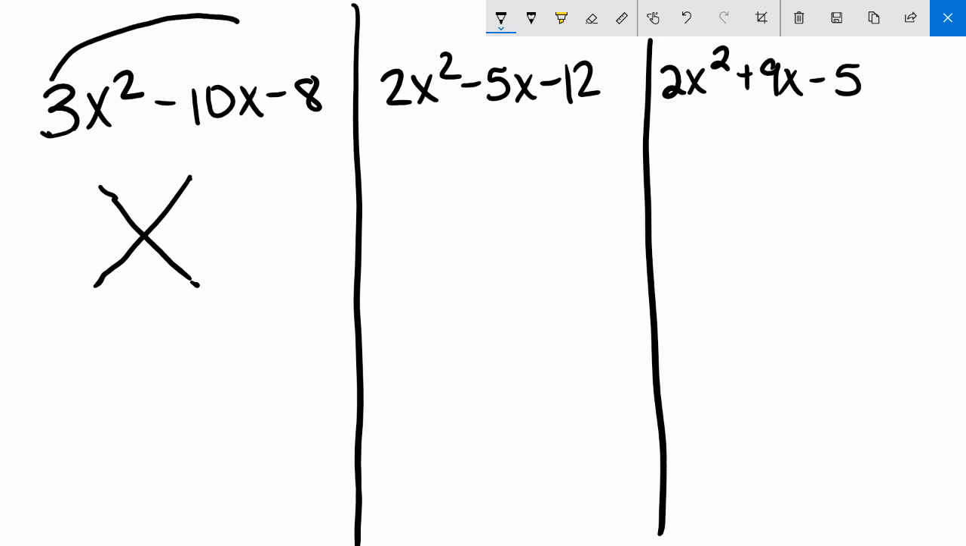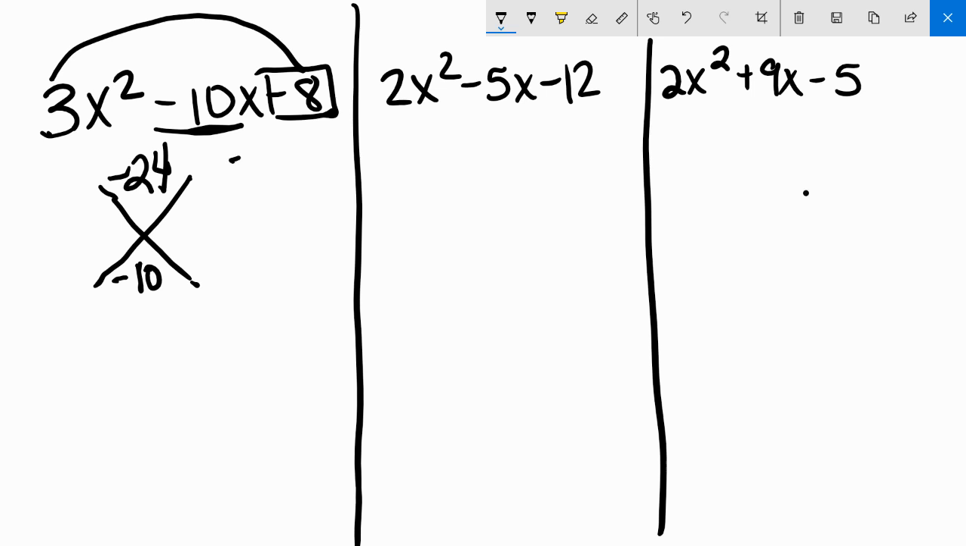So 3 times -8, you got to take that whole number into account. 3 times -8 is -24, and it goes on the top. And then this middle coefficient goes on the bottom of our X. And then we want to think what multiplies to -24 and adds to -10.